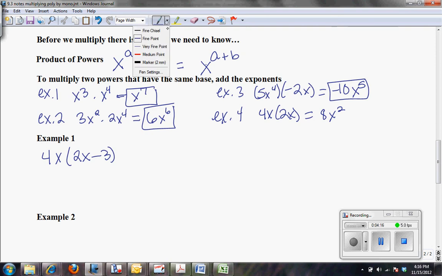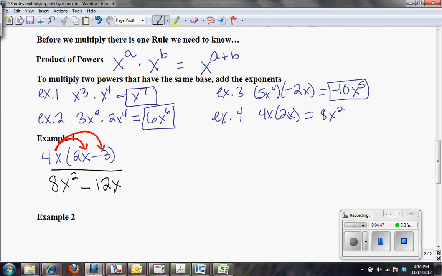So here, I know we're all familiar with the distributive property, where we would take the 4x times the 2x, and we're going to take the 4x times minus 3. So 4x times 2x, as we learned up above, that's going to leave me with 8x squared, minus 4x times 3, 12x. And this here, folks, would be the final answer. Not too bad, huh?